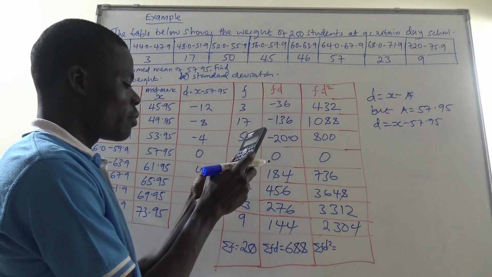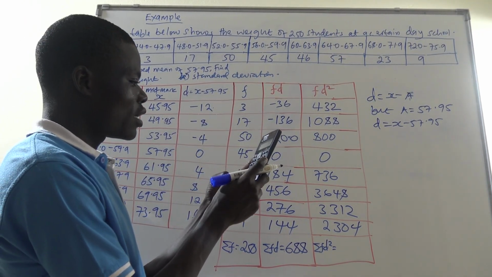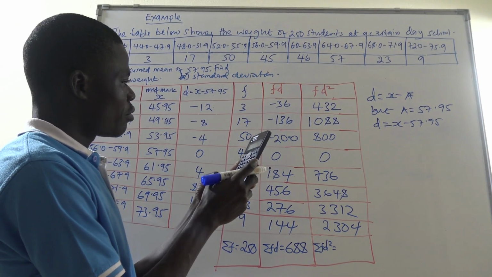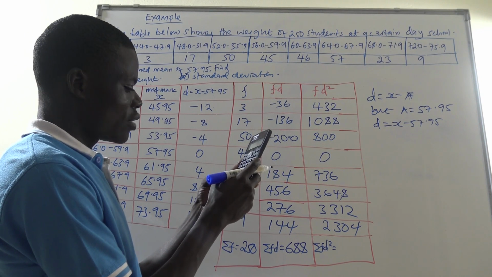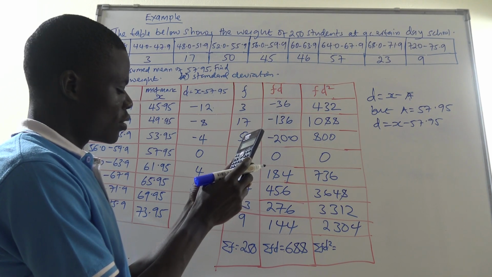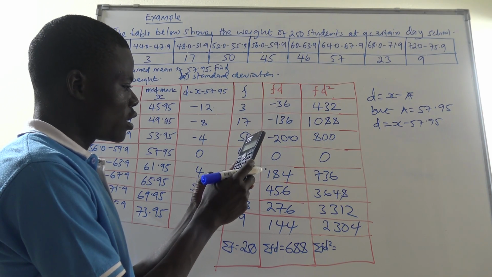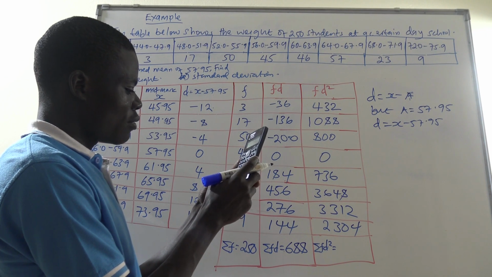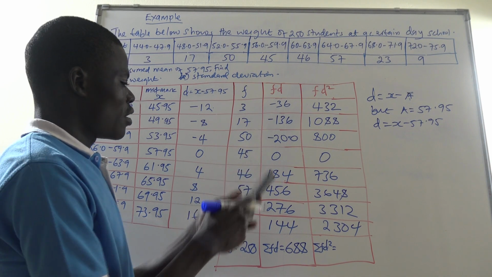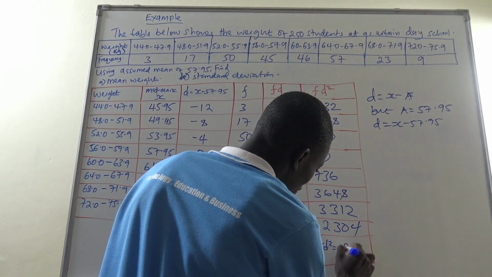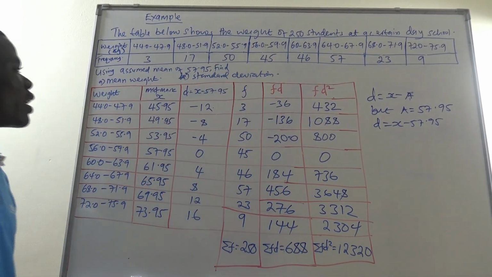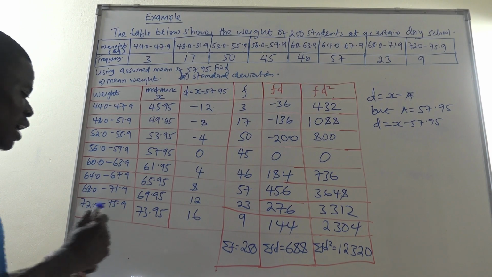Even here, immediately after finishing, we get the summation of FD squared, where we are going to add from top up to this one. So we shall get 432 plus 1088 plus 800 plus 736 plus 3648 plus 3312 plus 2304. That is 12,320. So we go to getting the values that we want.